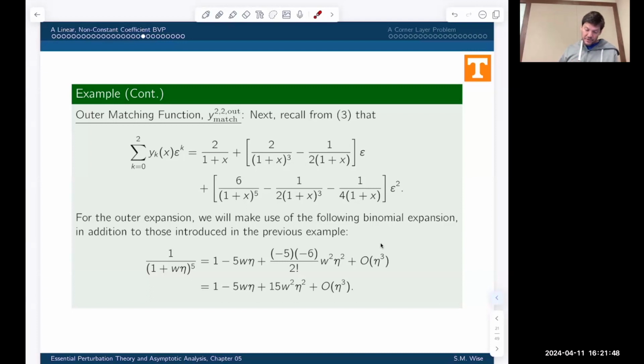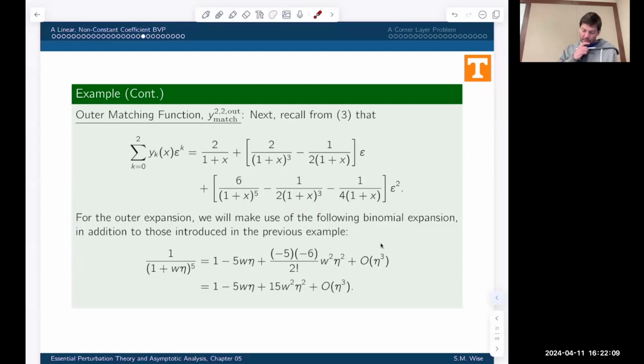Now this outer solution expansion up to 2 terms is as follows. This is the leading order, first order correction, second order correction. So in other words, Y0, little y1 and little y2.